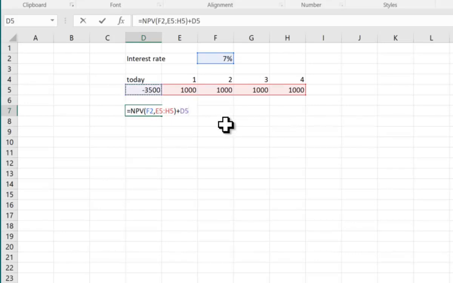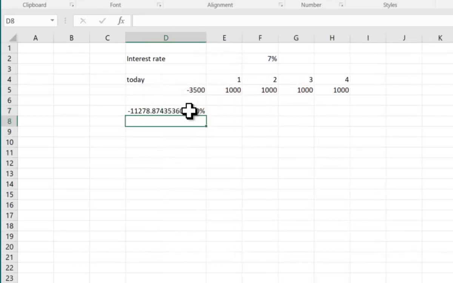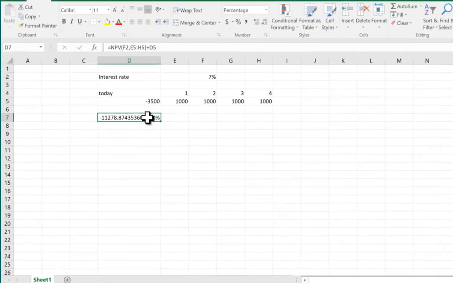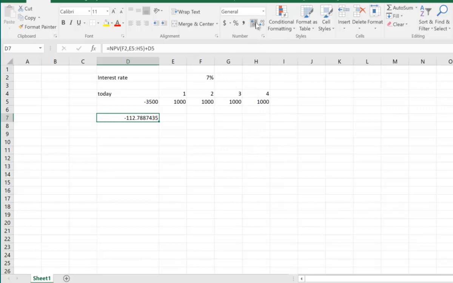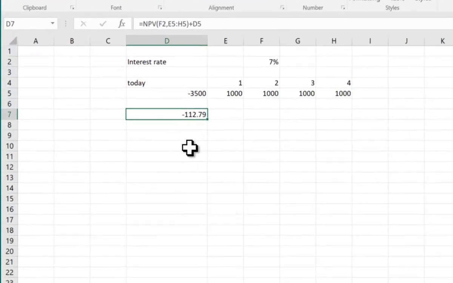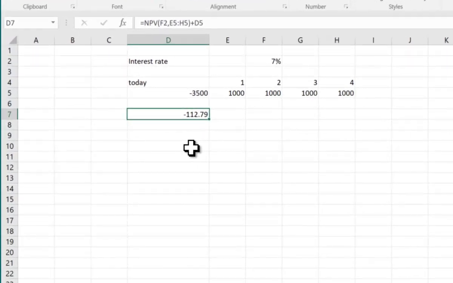So basically my formula is the net present value given the interest rate, which is in F2, and my range of cash flows starting in year 1, so ignoring the cash flow that's happening today, or in year 0, and then when I finish my formula, I just go ahead and add that initial cash flow back in. And ooh, that came out as a giant percent. Let's change the format of that number back to general. And since we're dealing with dollars, we'll get rid of some decimal places. So here we have a net present value of $112.